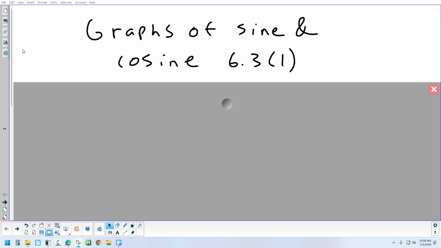So this week we're going to look at sections 6.3 and 6.4. We're going to be splitting 6.3 up into several days. 6.4 we'll do in one day. But this week is all graphs.